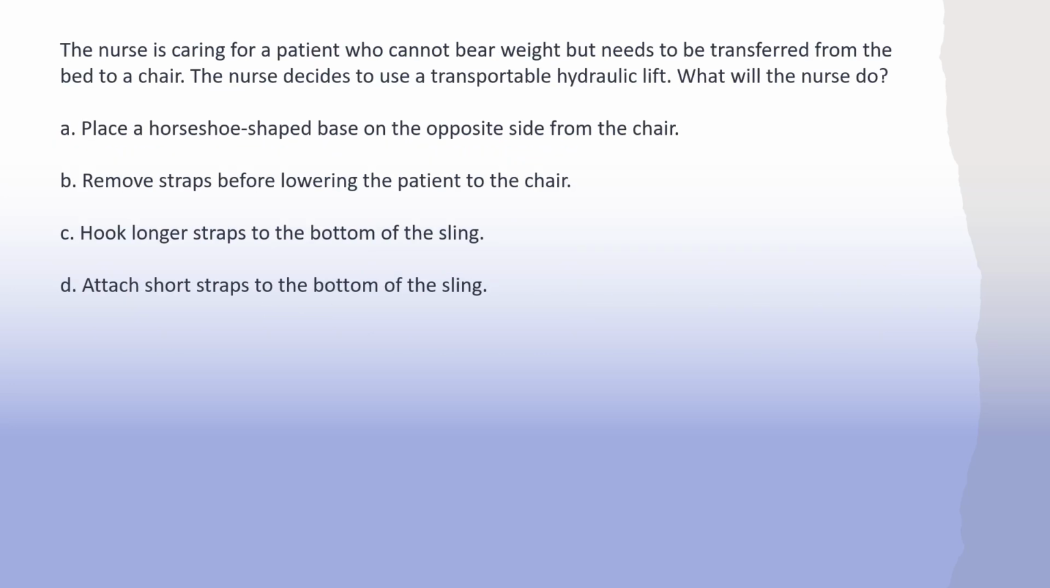The nurse is caring for a patient who cannot bear weight but needs to be transferred from the bed to a chair. The nurse decides to use a transportable hydraulic lift. What will the nurse do? A. Place a horseshoe-shaped base on the opposite side from the chair. B. Remove straps before lowering the patient to the chair. C. Hook longer straps to the bottom of the sling. D. Attach short straps to the bottom of the sling.